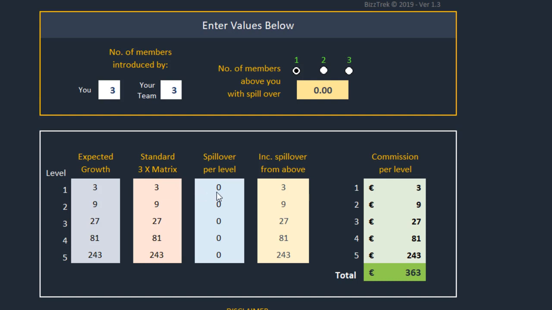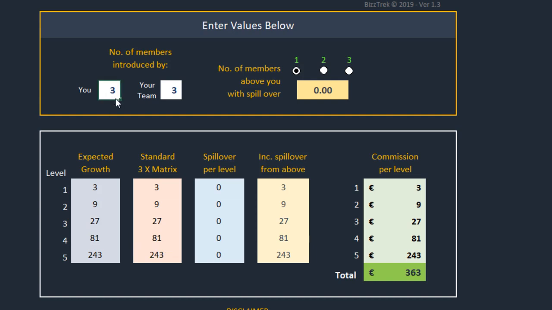The column here then shows the excess spillover, which is the difference between these two. And then this column shows the total spillover, including the ones from above. And then finally, this shows all the commissions that you've earned. So I've included all these calculations for those who want to know how it works.